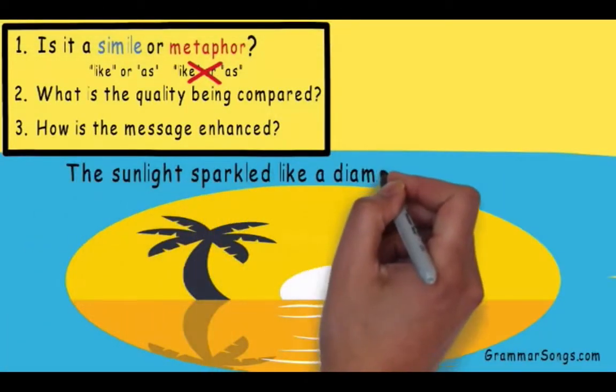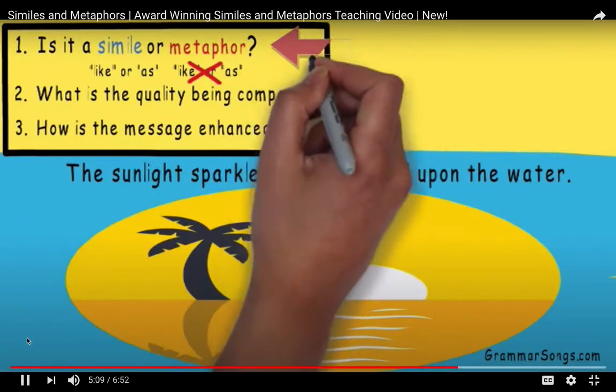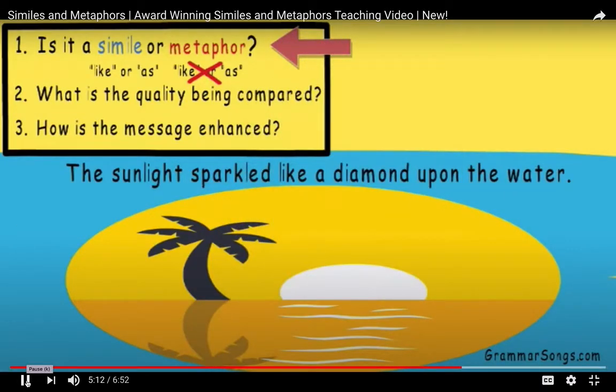The sunlight sparkled like a diamond upon the water. First, we need to analyze the words to see if this is a simile or a metaphor. So how do we know this is a simile or metaphor? We have to ask the question, okay, what are the two things being compared here? All right, so we have sunlight. They talk about sunlight in the first part of the sentence. The sunlight sparkled like a diamond on the water. Okay, so it looks like they're comparing sunlight to a diamond on the water.